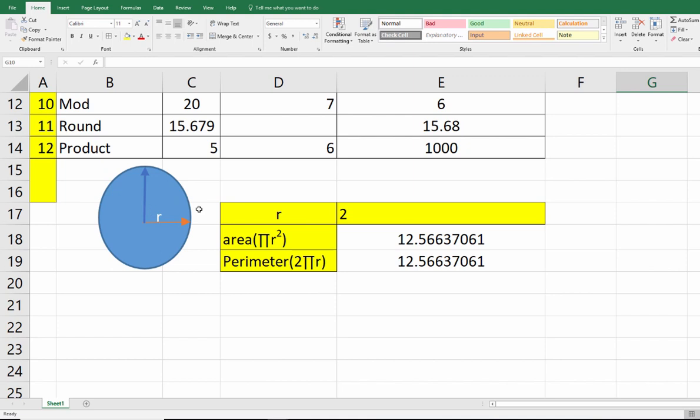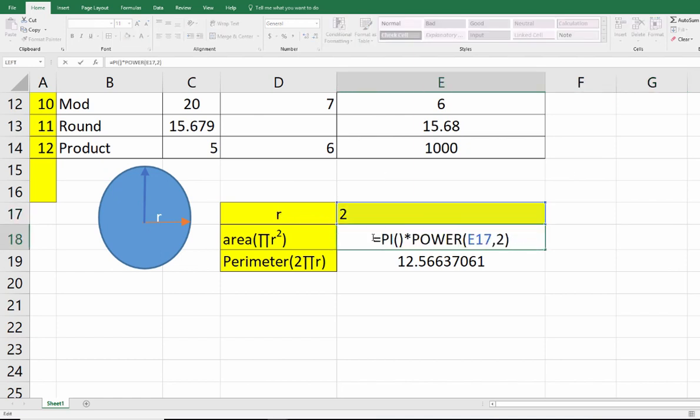Here we go. We can find the area and perimeter of this circle. This is the thing I made from Insert and Shapes. Using shapes, I made this part, and I put this r. The functions I used here are PI and POWER to find the area, because everyone knows that the area is equal to pi times r squared. PI I can find from this function, and POWER is here.